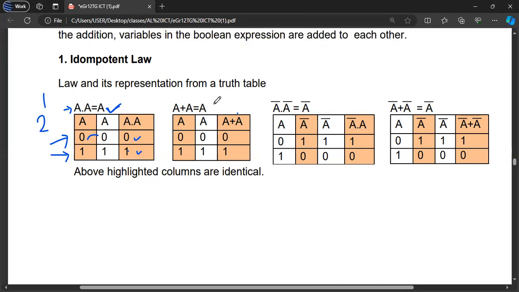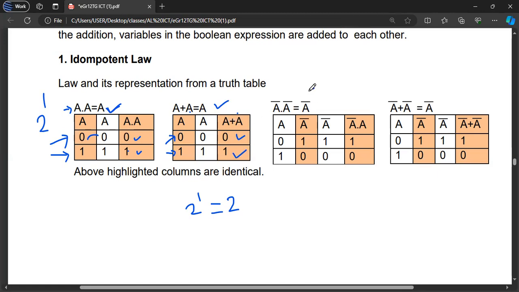Then if you consider this scenario, A plus A is equal to A. Now here we have one input. If there is one input, 2 to the power 1 is 2, where two combinations are possible, 0 and 1, right? Then A plus A, right? So 0 plus 0 is 0, and 1 plus 1 is going to give you 1.